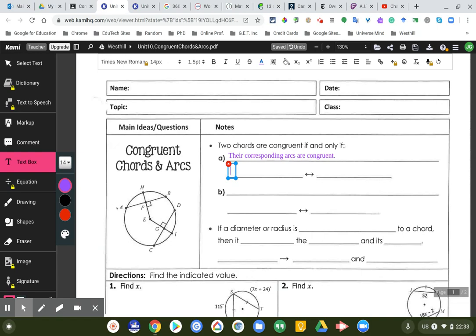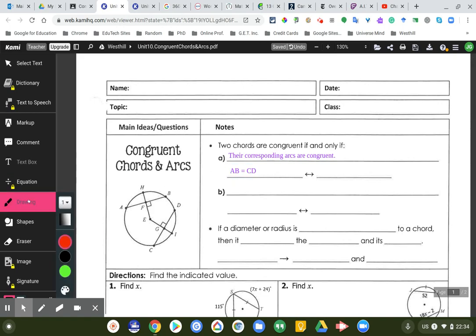In this little diagram over here, we have AB, which is right here. Hold on, I'll put AB is equal to CD. What does that look like? I'm going to do a little drawing here. So basically we're talking about AB right here, and that's congruent to, well, let's start with what it actually is. Let's make that better. CD.